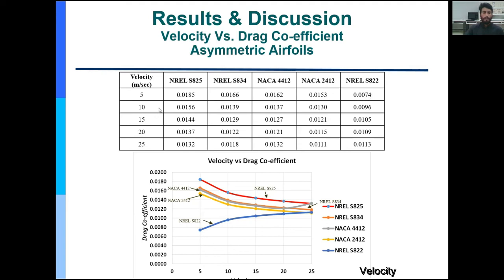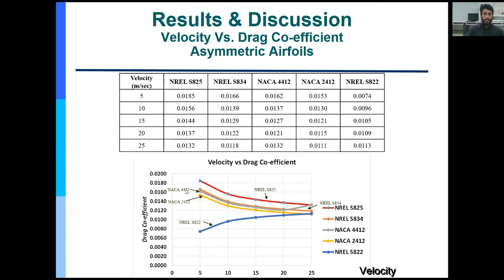0.0074. The drag coefficient values at wind velocity of 10 meters per second, 15 meters per second, 20 meters per second, and 25 meters per second are given in the table. This is the graph for velocity versus drag coefficient. If you observe, NREL S825 has a maximum drag coefficient, which is not good.